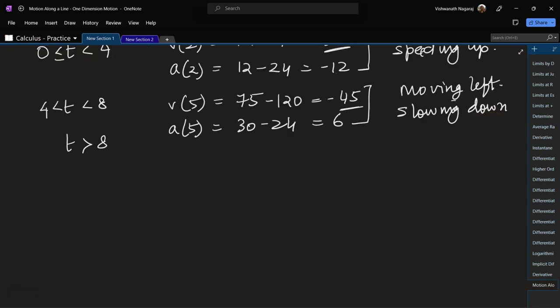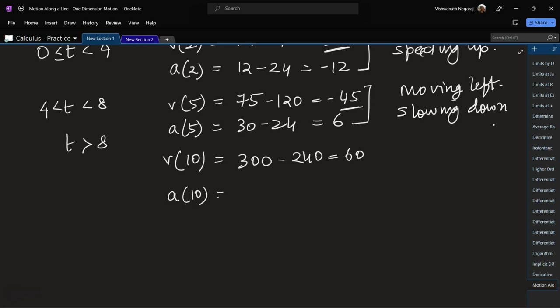What about t greater than 8? So let's take v of 10. V of 10 will be 3 times 10 square, that is 300, minus 24 times 10, that is 240, which gives us 60.